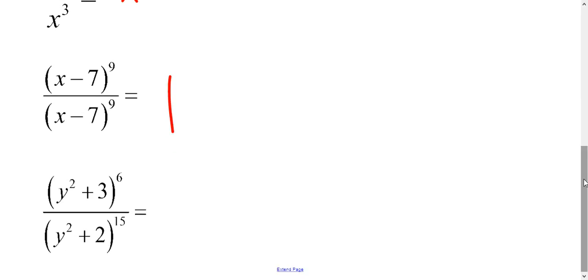Here the power is greater in the denominator. So you subtract, and since there's more in the denominator, it stays in the denominator. The answer will be in the denominator. So 15 minus 6, there'll be 9 left in the denominator.